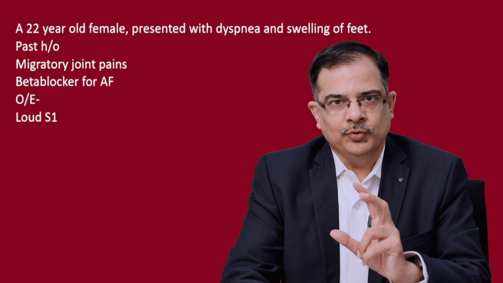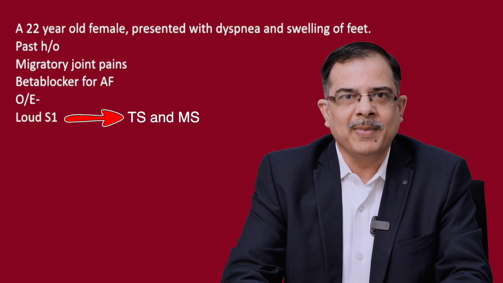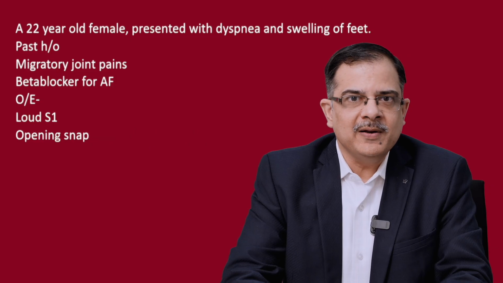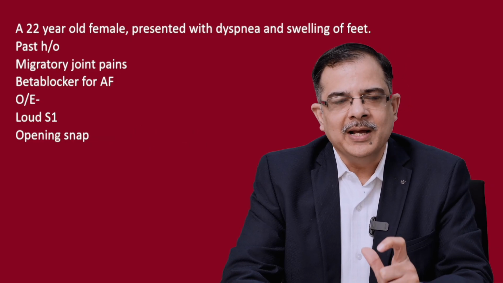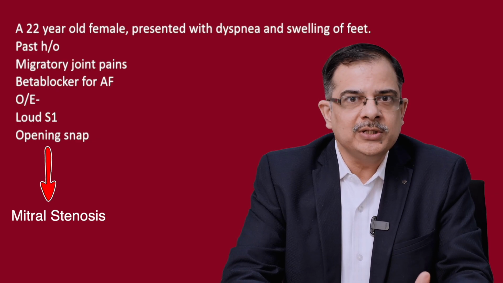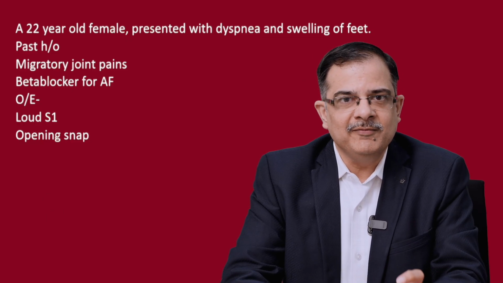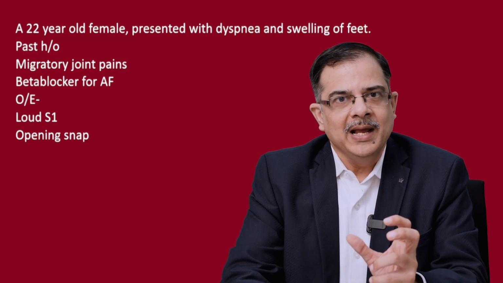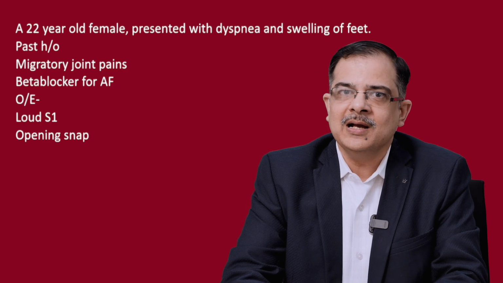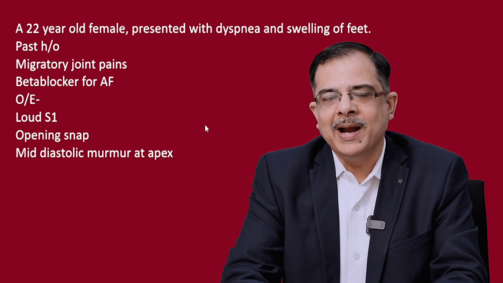Loud S1 is there. So valvular heart disease, only two valvular heart diseases cause loud S1, tricuspid stenosis and mitral stenosis. Opening snap again caused by MS and TS. So the murmur will differentiate; the location of the murmur and whether it increases on inspiration or expiration will decide whether it is a mitral stenosis or tricuspid stenosis. Tricuspid stenosis will increase on inspiration and it will be on the left lower parasternal zone, and mitral stenosis will increase on expiratory phase and it will be heard at the cardiac apex. So mid diastolic murmur is present at the apex. It is a case of mitral stenosis.